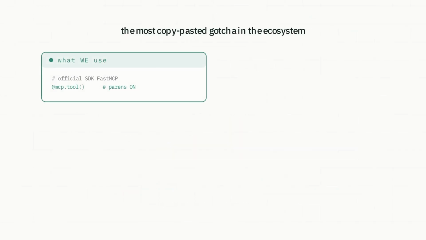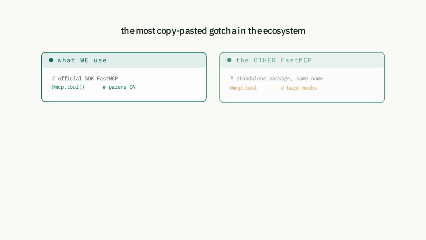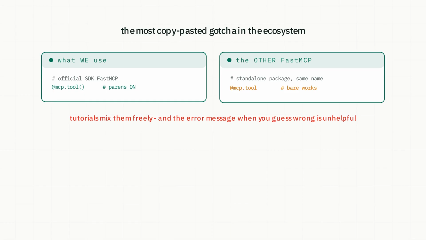Now the parentheses, because this is the most copy-pasted gotcha in the ecosystem. There are 2 FastMCP flavors in the wild. The one inside the official SDK, which we're using, expects the decorator called with parentheses. A popular standalone package with the same name accepts it bare. Tutorials mix them freely, and the error message when you guess wrong is unhelpful. A rule for this series: official SDK, parentheses on every time.